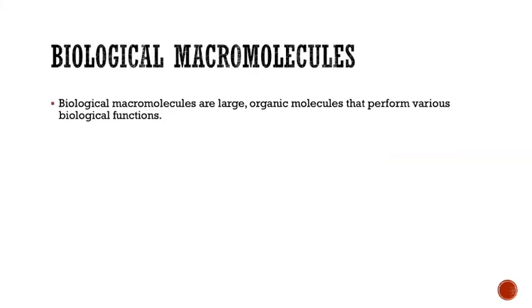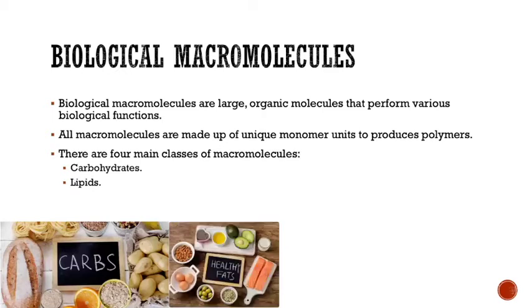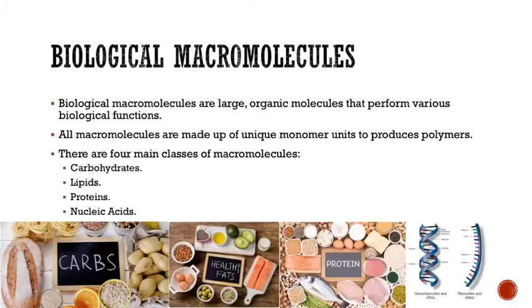So, biological macromolecules. Biological macromolecules are very large organic molecules that perform various different biological functions within the cell. All macromolecules are made up of a unique monomer that produces polymers, so just a string or series of these monomer units. And there are 4 main classes of biological macromolecules. They are carbohydrates, lipids, proteins, and nucleic acids.